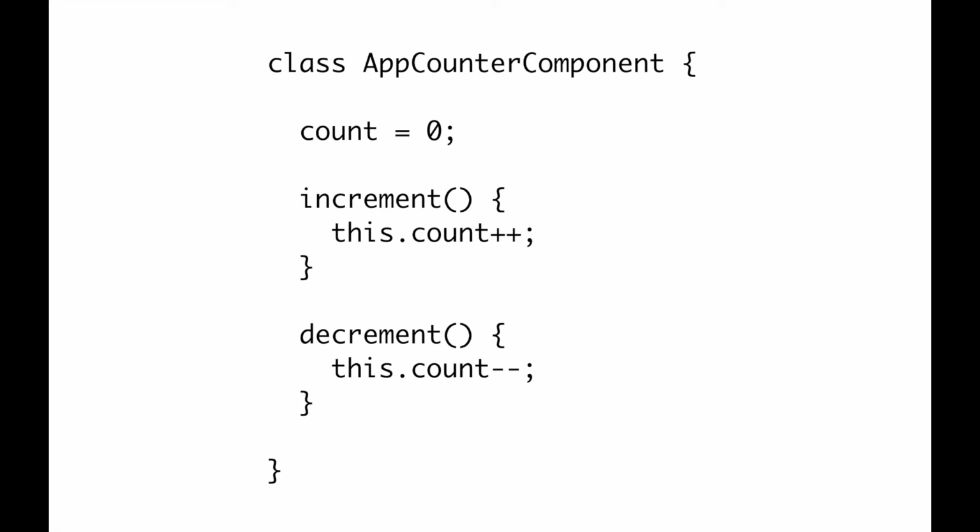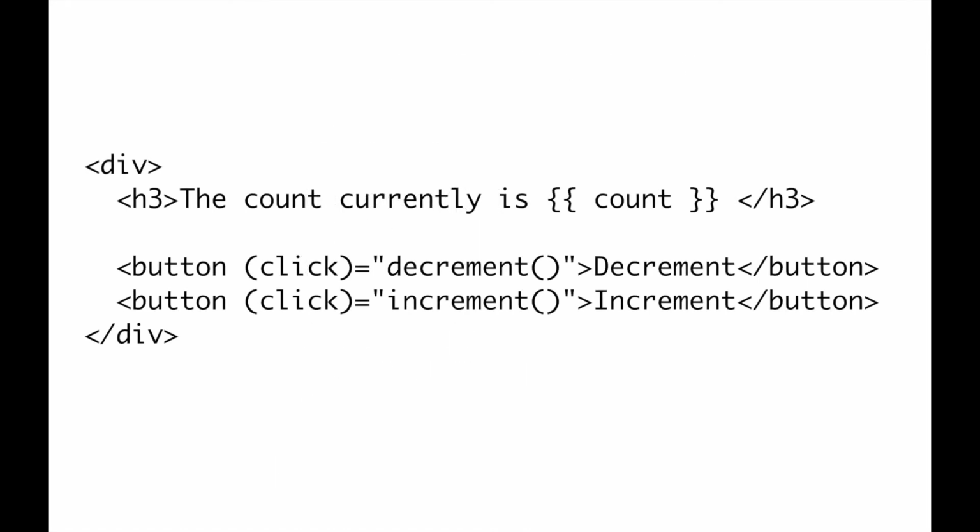In order to present the same to the user, we need HTML code. Take a look at this HTML snippet. As you can see, we are including the variable count and the method calls to decrement and increment. This HTML has access to the component state and behavior. The double curly brackets, also known as handlebars, bind the model data onto the UI. Changes to the model data are reflected immediately.